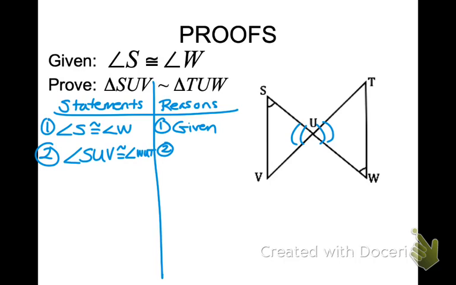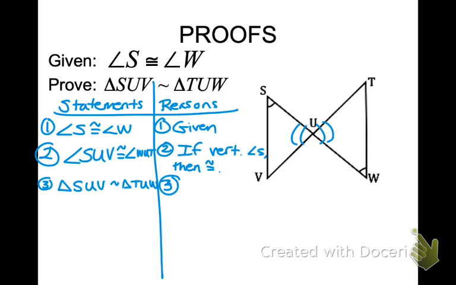Who remembers what we write on the other side? So if vertical angles, then congruent. Now do we have 2 sets of congruent angles? Yeah, we do, right? And that's all we need for angle. So now I'm done. So let's rewrite the prove line. So line 3, triangle SUV is similar to triangle TUW because of angle similarity.